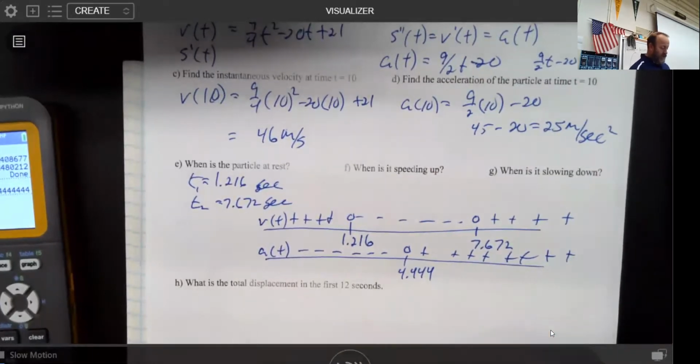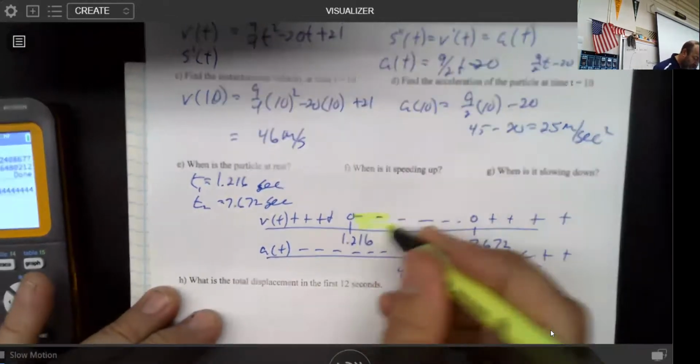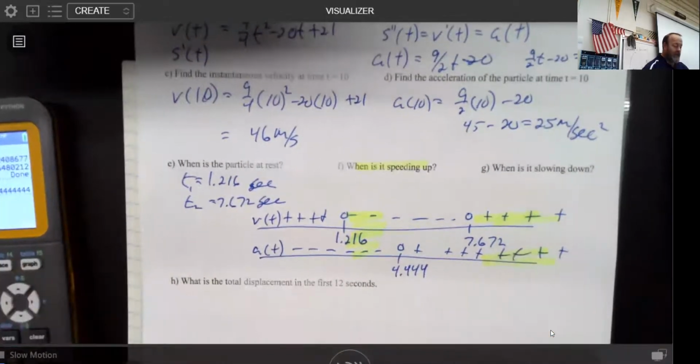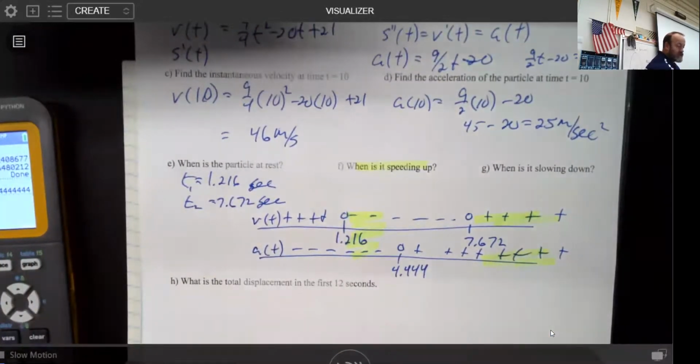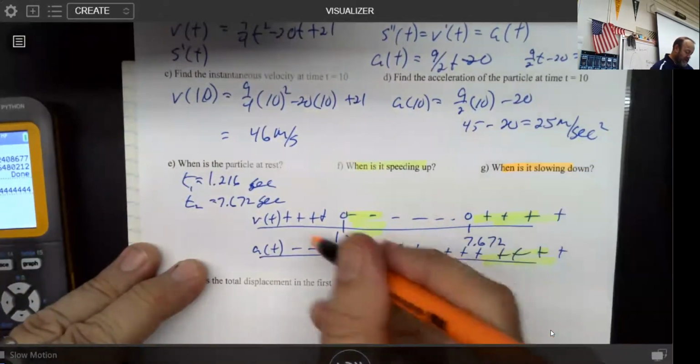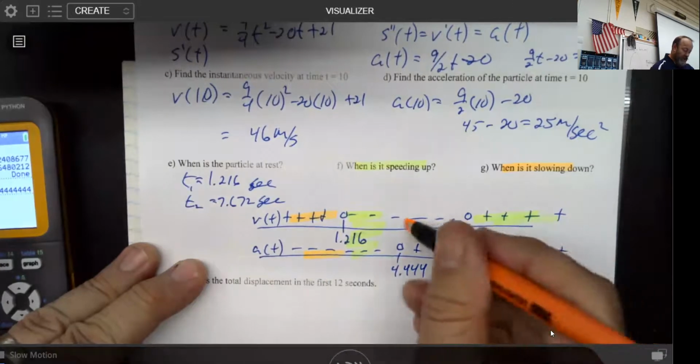When it comes to these questions about speeding up and slowing down, I know that this thing is going to be speeding up anywhere where the signs of both are the same. So the regions where it would be speeding up are in here and in here. Anywhere those two things have opposite signs would be slowing down. So that would be in these two regions here and here.